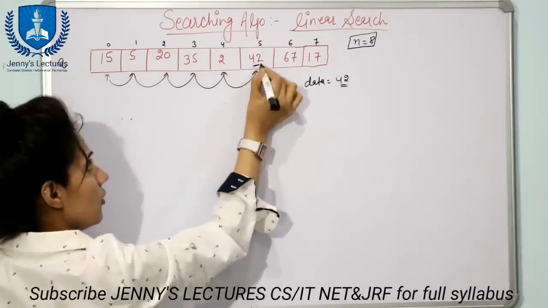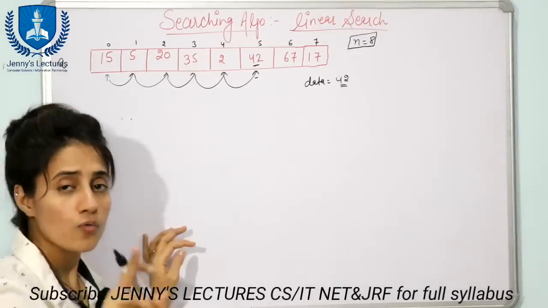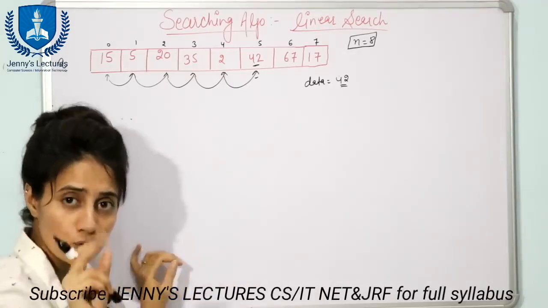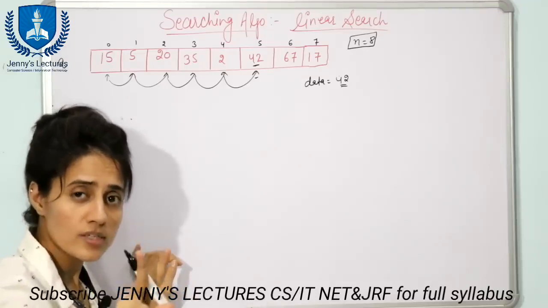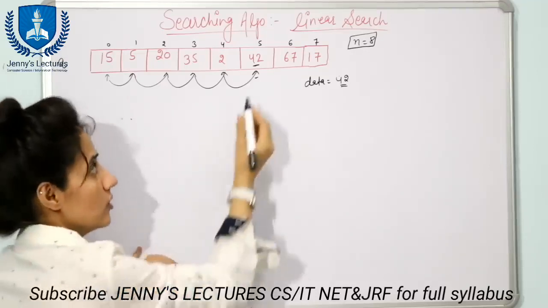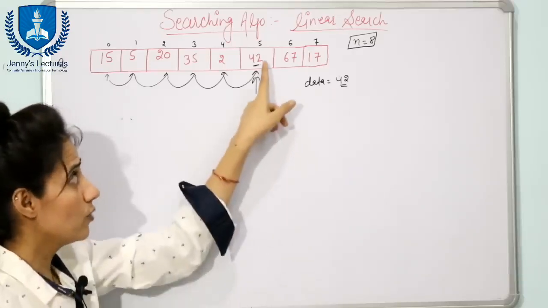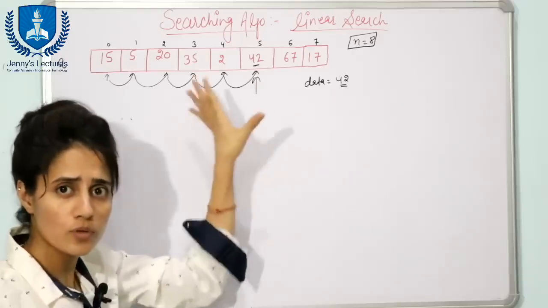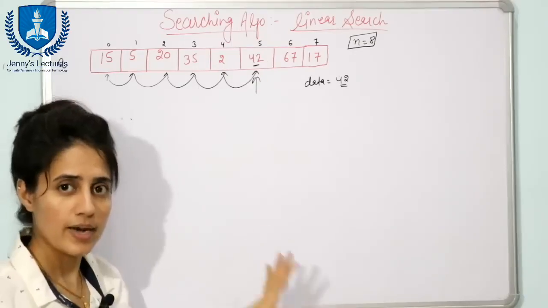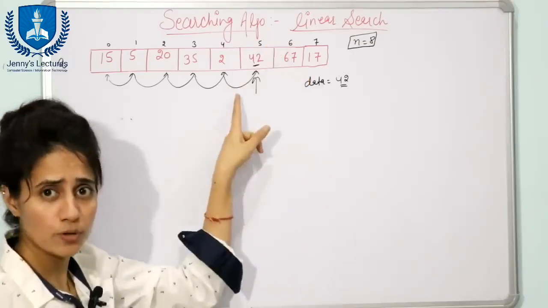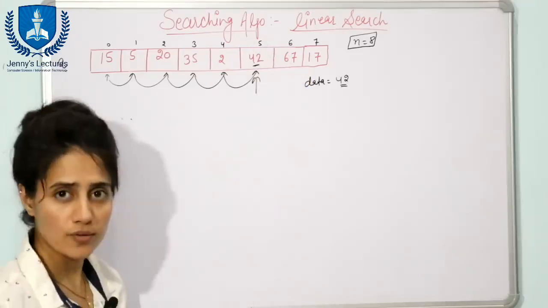Now here you find 42. Now where are you going to stop your search? Two cases are there. The first stopping condition is you found the element, like 42, you have found the 42 here. Now you are going to stop your search algorithm here, and this algorithm will return the index 5, that 42 is present at index 5.